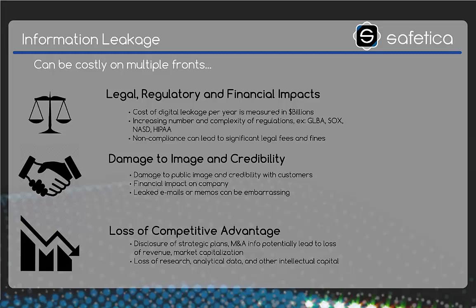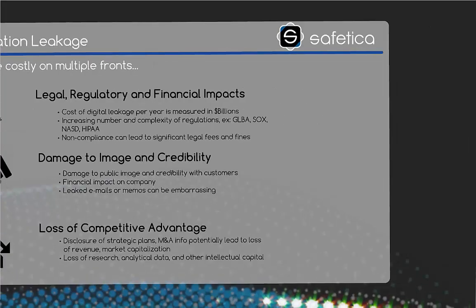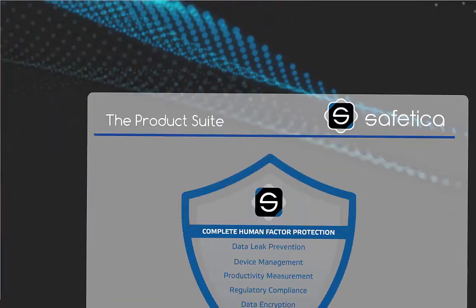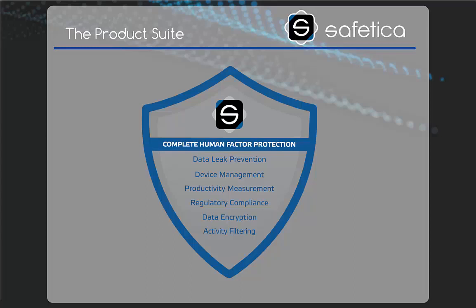So what can you do to protect your company's sensitive documents? That's where Safetica comes in. Safetica is the complete protection against human failure. And we do this by predicting the risks that could be involved and measuring employee activity, and then we put plans in place to prevent these occurrences from happening. So with Safetica, you get an entire product suite. Now, at the heart of our solution is our data leak prevention. But then we have other tools that work together with the data leak prevention to help secure your company's information and to monitor employee behaviors.